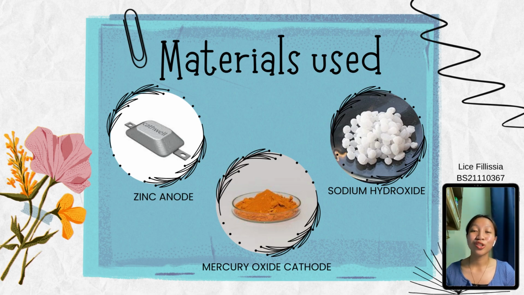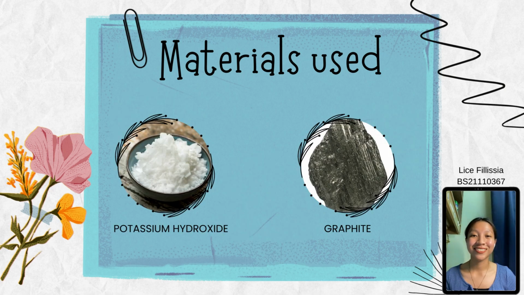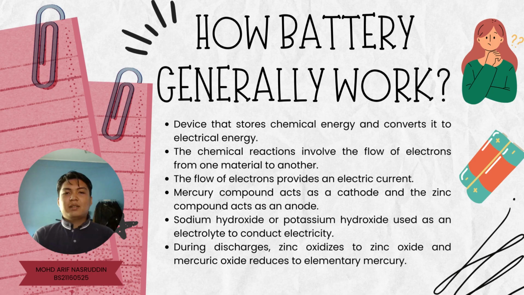Next, I'm going to present the materials used to make Mercury Battery. The materials used are zinc anode, sodium hydroxide, and mercury oxide cathode. Other than that, there are two more materials used to make Mercury Battery, which are potassium hydroxide and graphite.